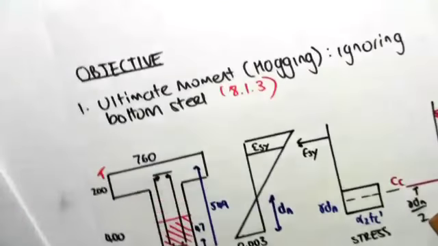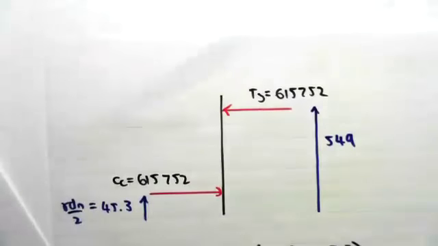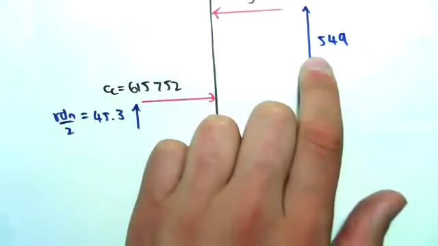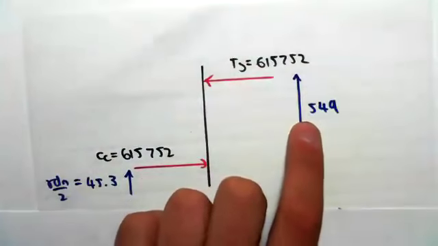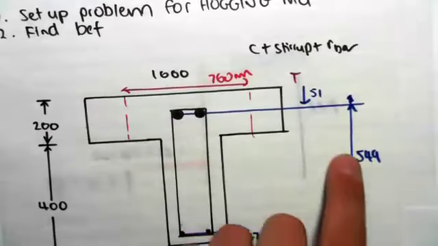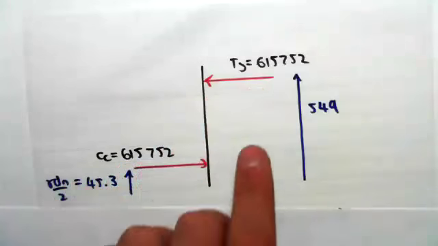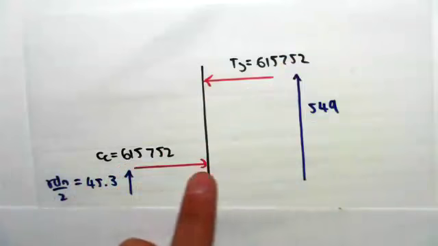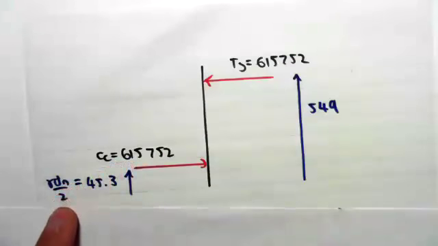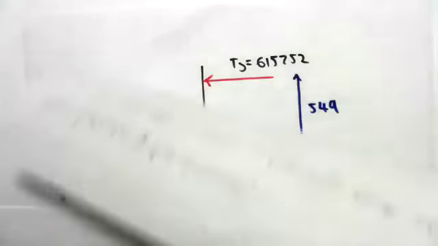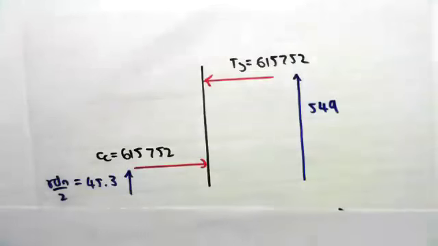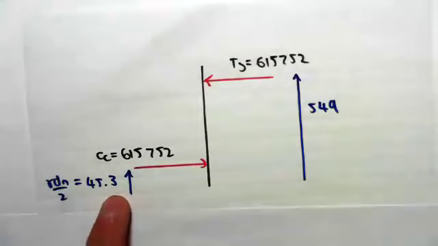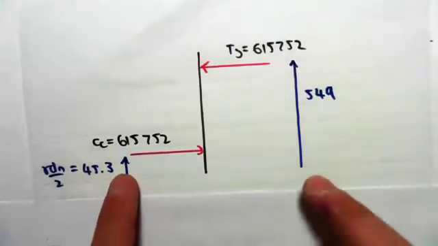So if I just redraw that a little bit bigger to show you. So we have the tension in the steel acting at the center of the steel layer. So now you can see why we found it, which we saw in the previous video was 549. So that tension in steel, 615,752 newtons, is acting at 549 from the bottom. And the compression in the concrete is acting at gamma dN on 2. Gamma dN we said was 90.6. So it's 90.6 on 2. Gives us 45.3. Okay, so it's at a height of 45.3 millimeters. So that's where they are.